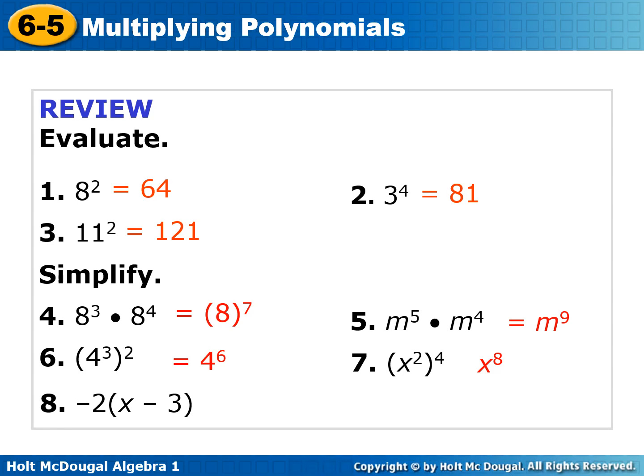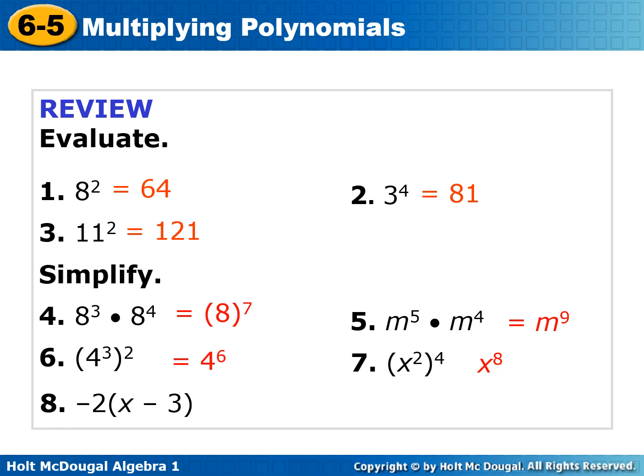Alright, how about number 8? Take note that for number 8, class, we have a monomial, which is negative 2, multiplied by a binomial, which is x minus 3. So that's basically a monomial times a binomial. In this case, we are going to apply the distributive property of multiplication over subtraction. We are going to distribute the negative 2 outside the parenthesis to the terms inside the parenthesis.